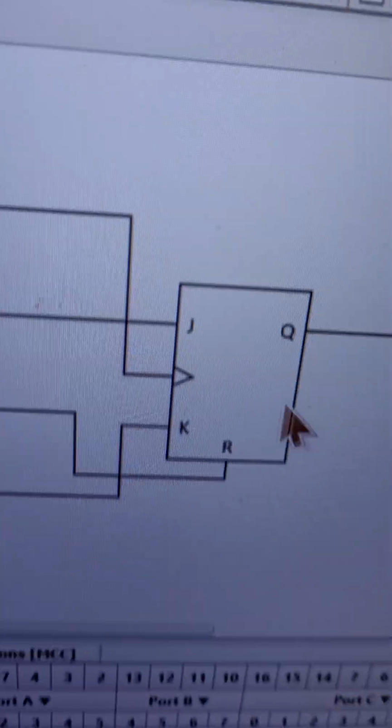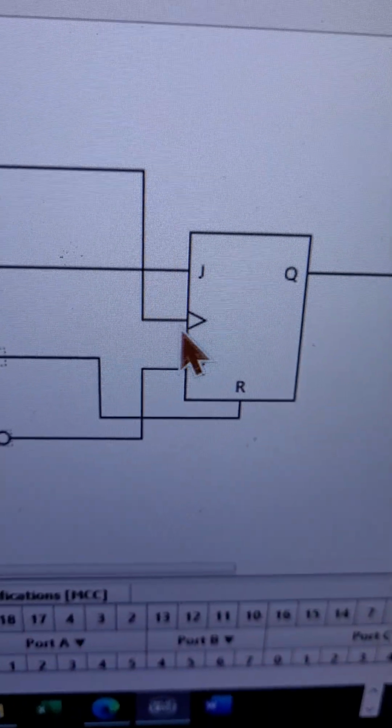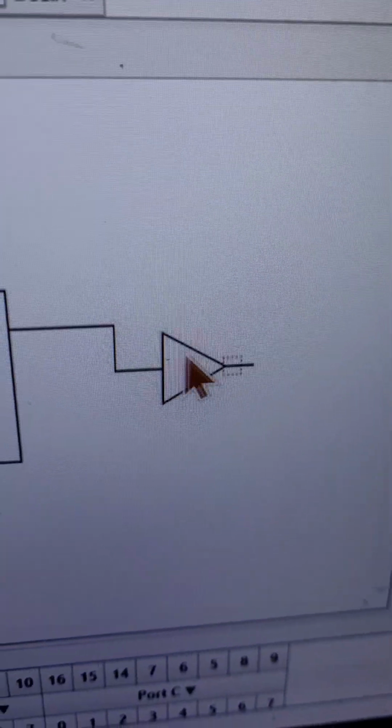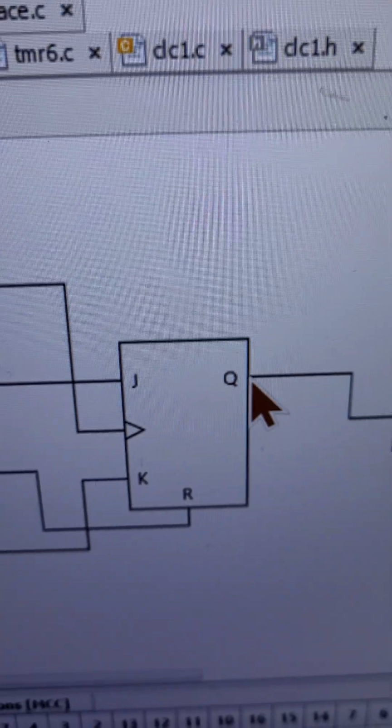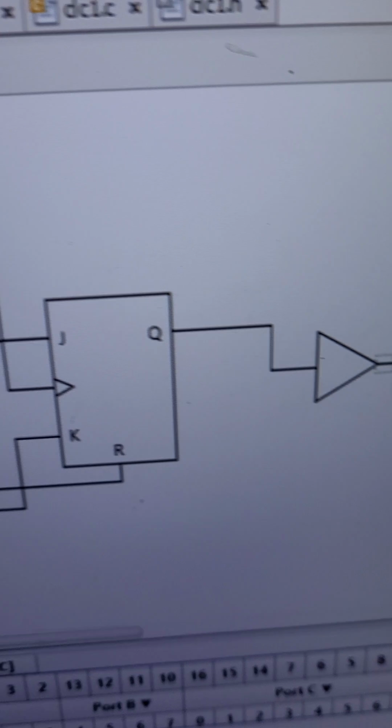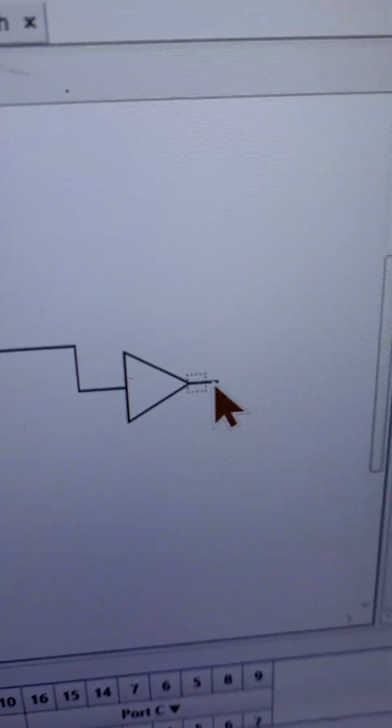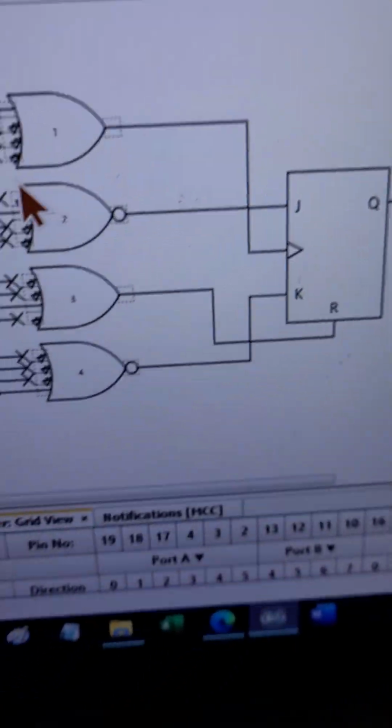The Q is the output that goes to the LED. Remember, let me take you to the Q. This is the Q of the JK flip-flop. This is the buffer amplifier within the microcontroller, the peripheral, okay? So this output Q of the JK flip-flop goes to the LED, and that's what toggles the LED on and off.